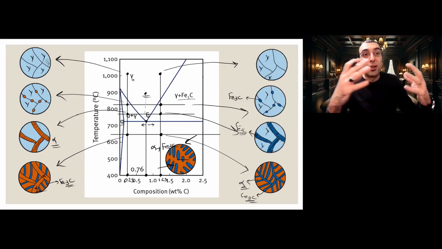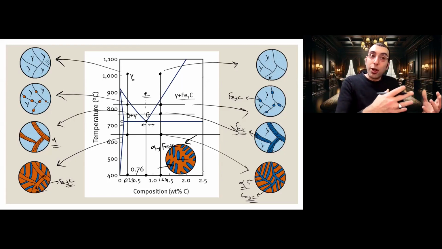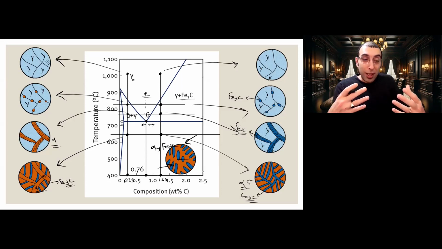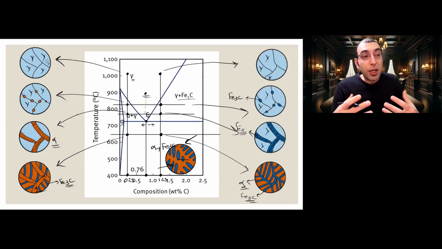What are the different types of steels? We have low carbon steel, medium carbon steel, and high carbon steel, and they might have the same kinds of phases, but how they arrange themselves and how they orient themselves determine the general mechanical properties of your alloy.